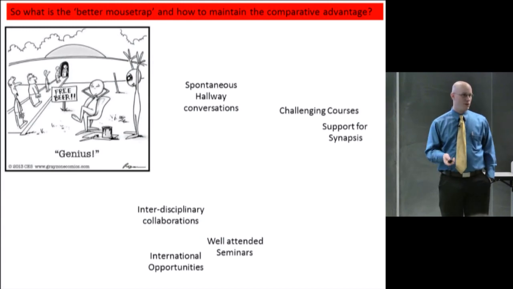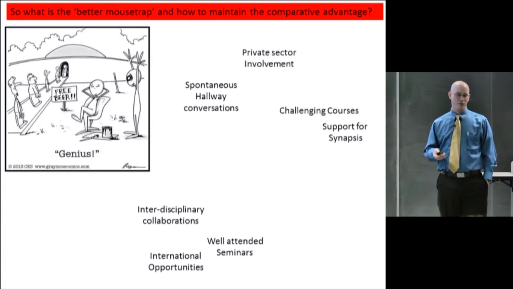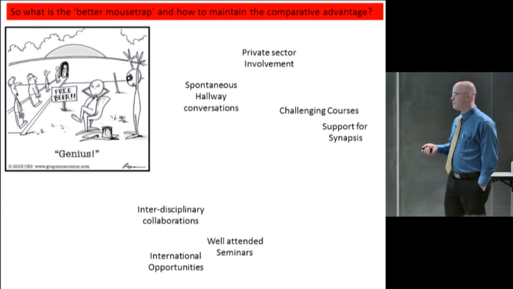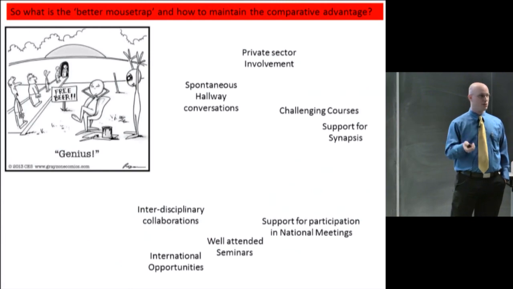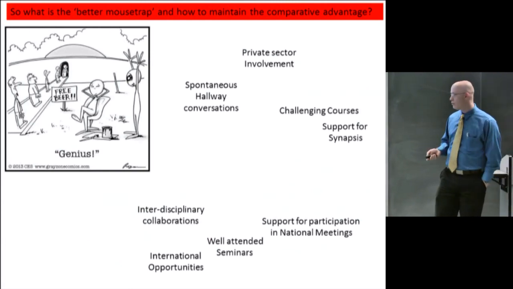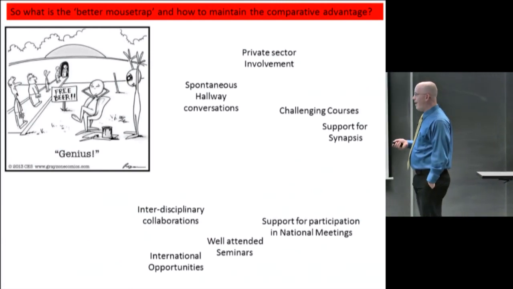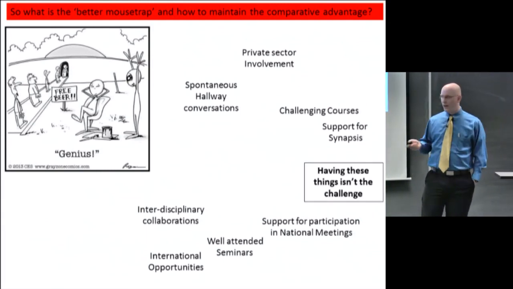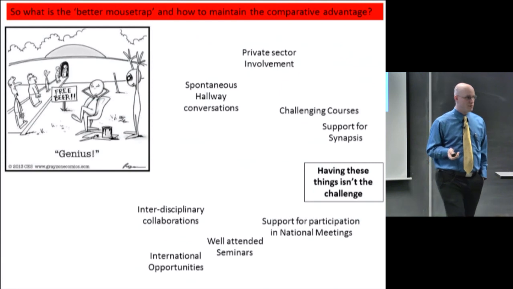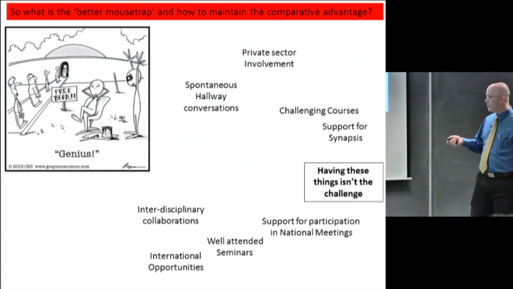Private sector involvement, the Pioneer Symposia rather, is the latest example of that. And support for participation in national meetings. The department has always supported the grad students as we've endeavored to attend the National Association of Plant Breeders and other important meetings. Having these things, in my opinion, isn't the challenge, okay? Everybody has these things at some level or another. Nucleating these things is the challenge, okay?